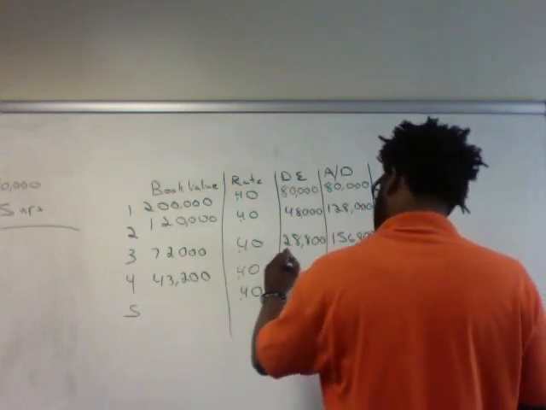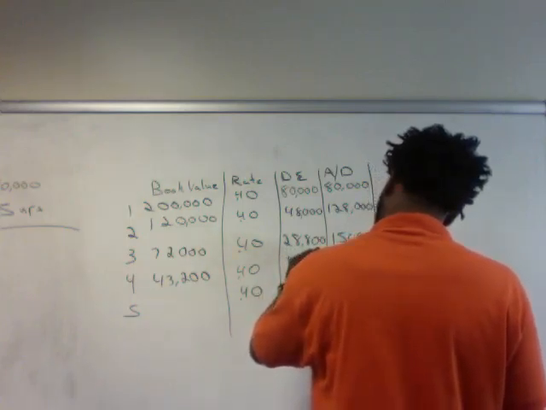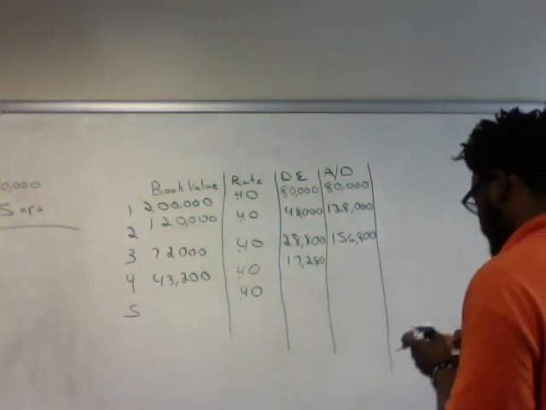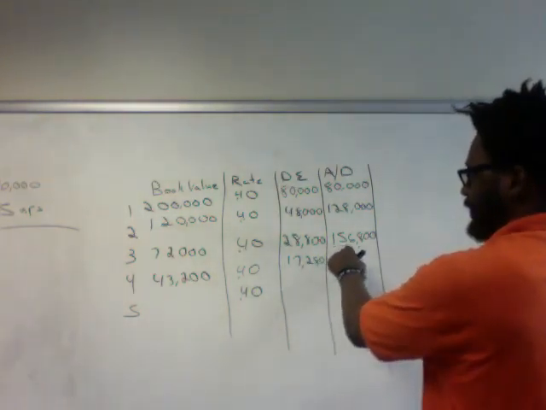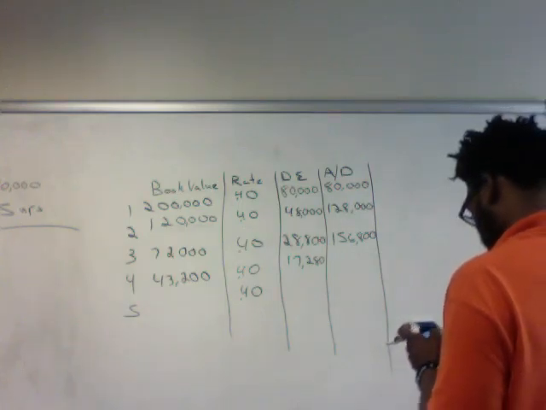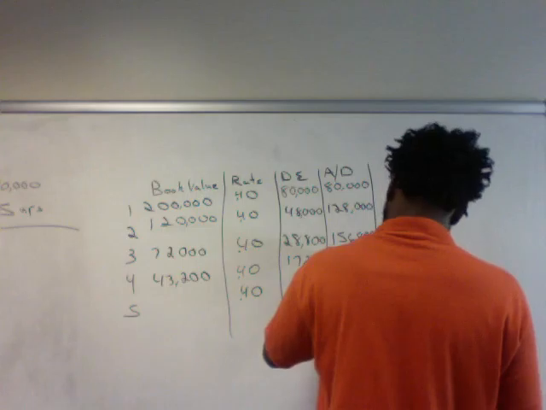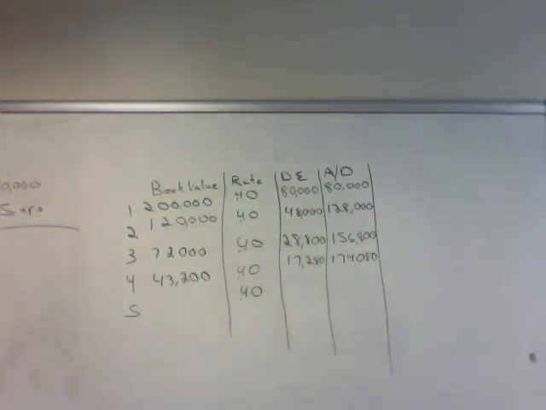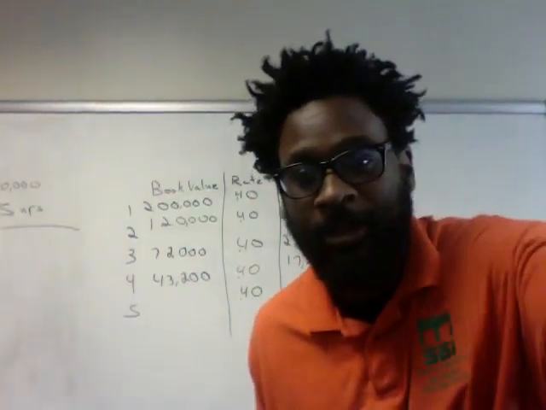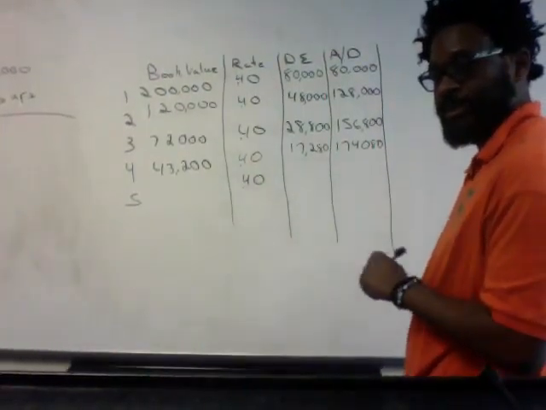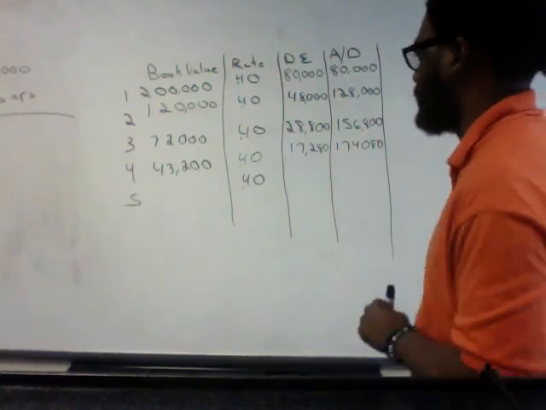And that's going to give us 17,280. Okay? Our book value, we'll take the 17,280 and add it to the previous accumulated depreciation, and it's going to give us 174,080. Now, guys, I want you all to stop and pay close attention, because this method gets tricky.